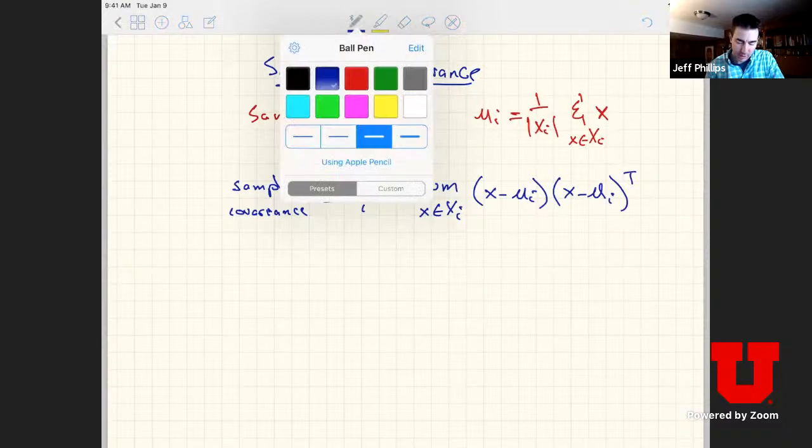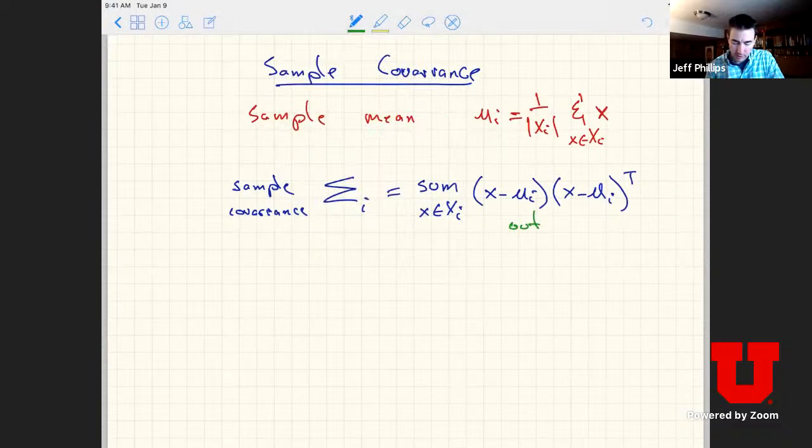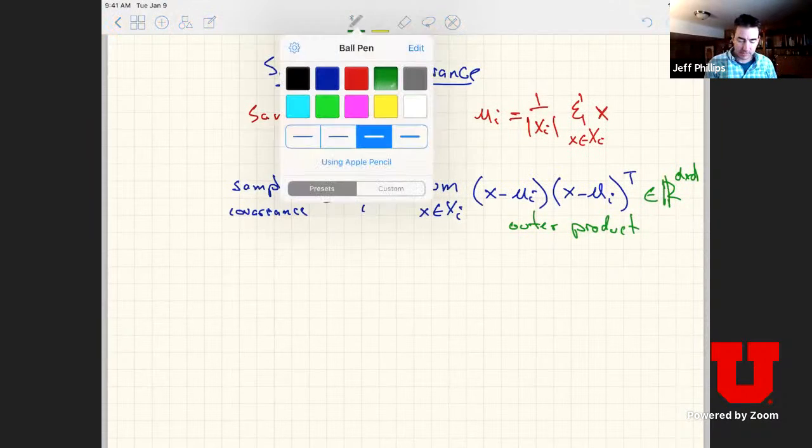Again, this is an outer product, so that means this is going to be in R^(d×d). I'm going to take two vectors and do the outer product of them, and so this gives me a d by d matrix here. Okay, and so this is the sample covariance.